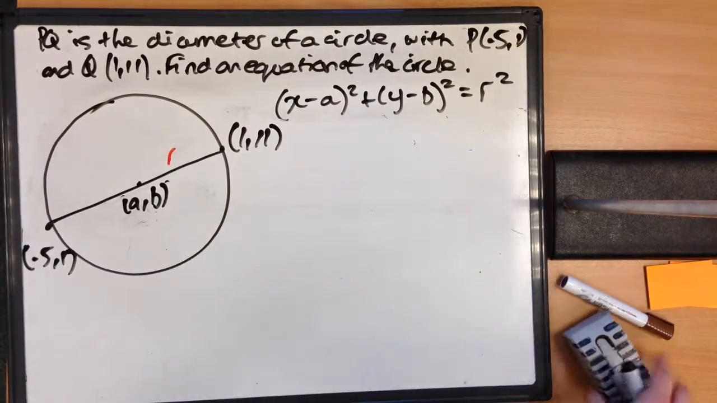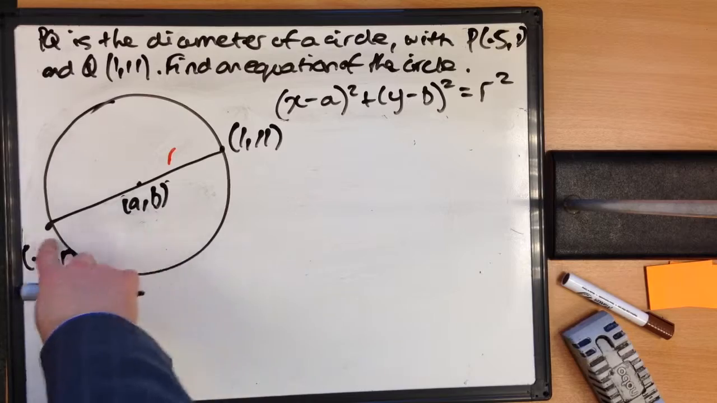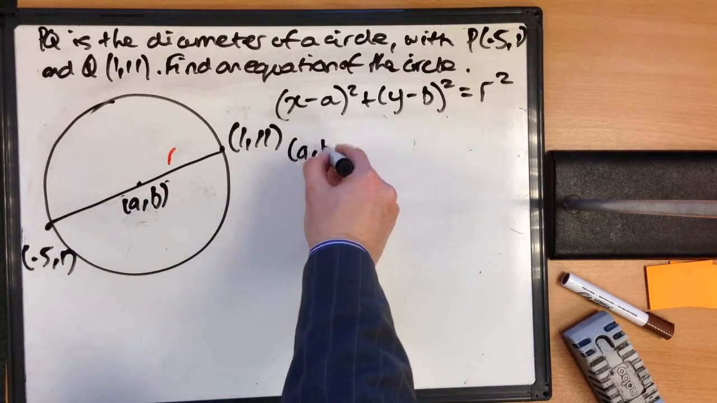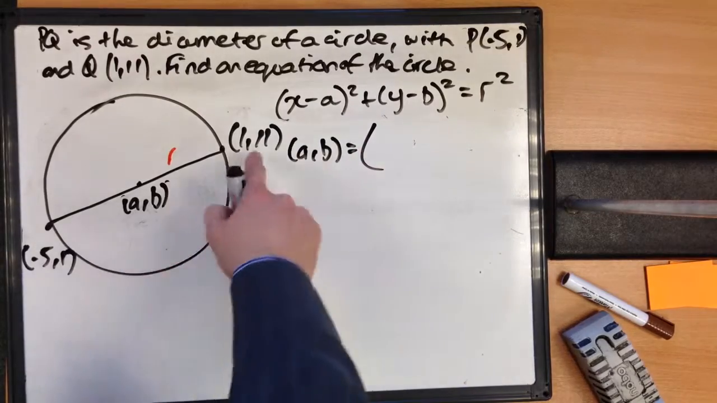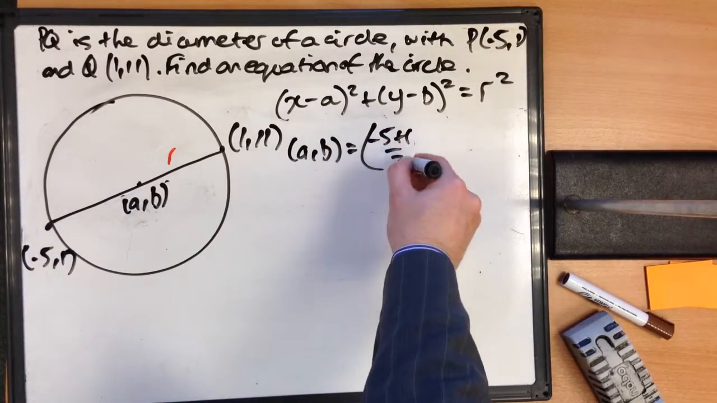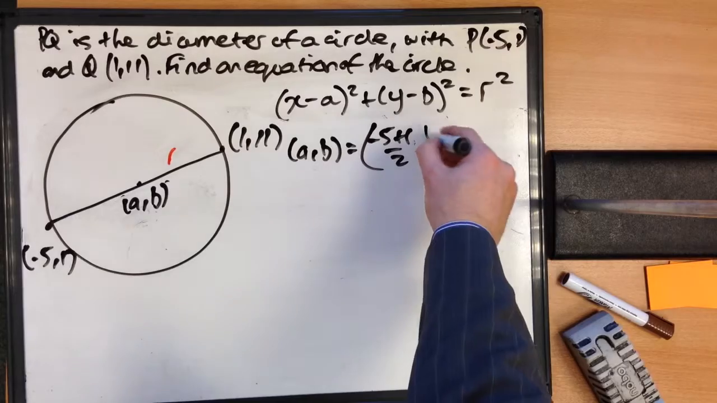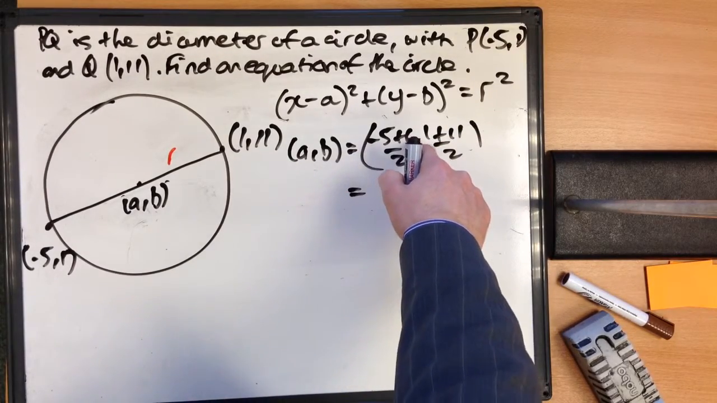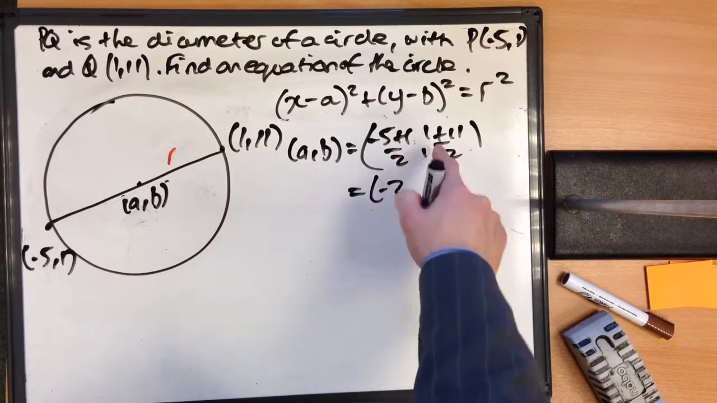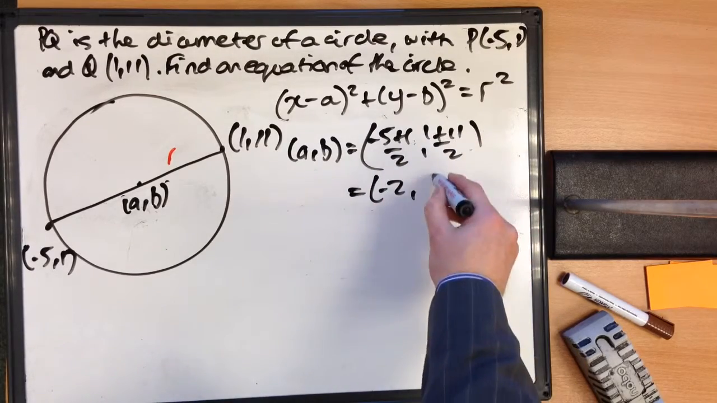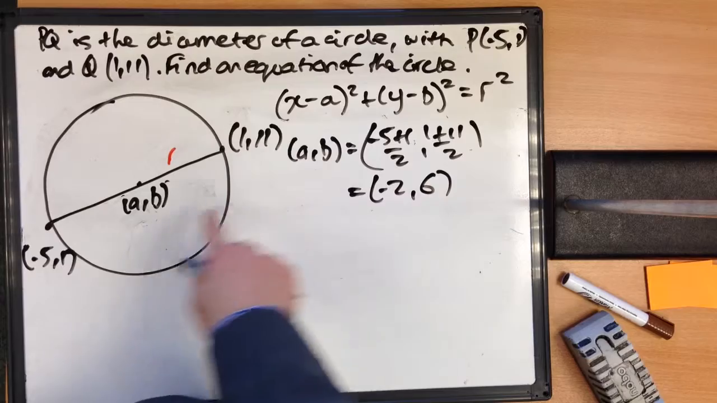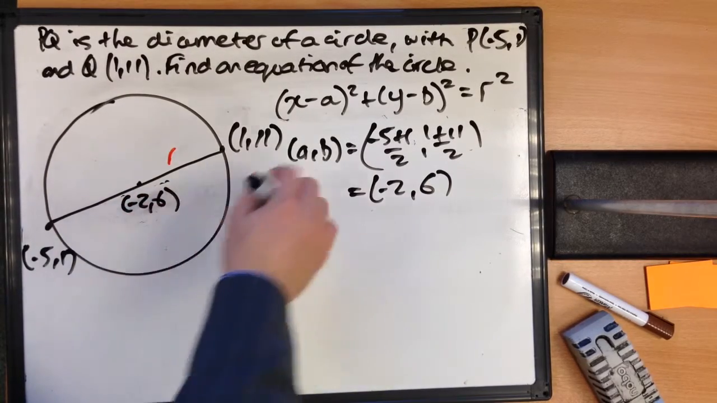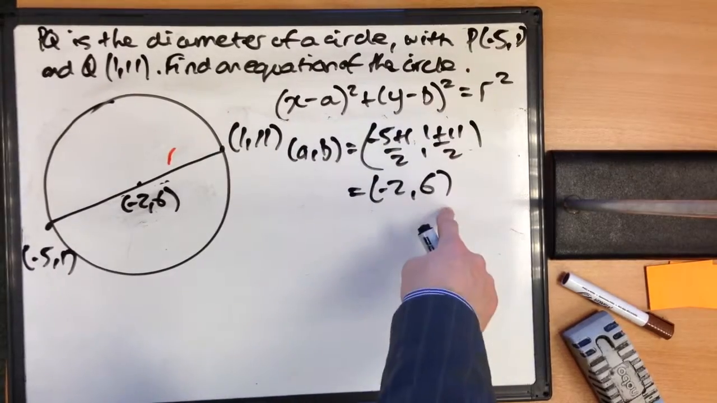So, firstly, the centre of the circle, a, b, is the midpoint of these 2 values here. And to find the midpoint, what we do is we average out the x-coordinates, so that's going to be minus 5 add 1 divided by 2, average out the y-coordinates, 1 plus 11 divided by 2, to give us, well, minus 5 add 1 is minus 4, divided by 2 is minus 2, 1 add 11 is 12, divided by 2 is 6. So that gives us minus 2, 6 as the coordinates of the centre of the circle. So that's the value of a and the value of b sorted out.